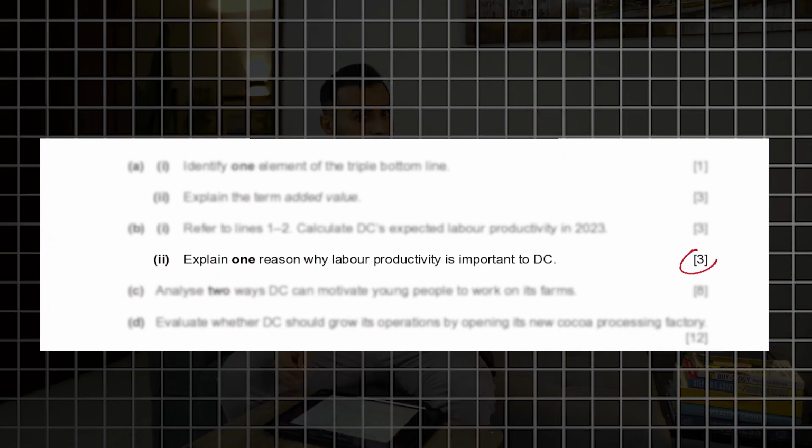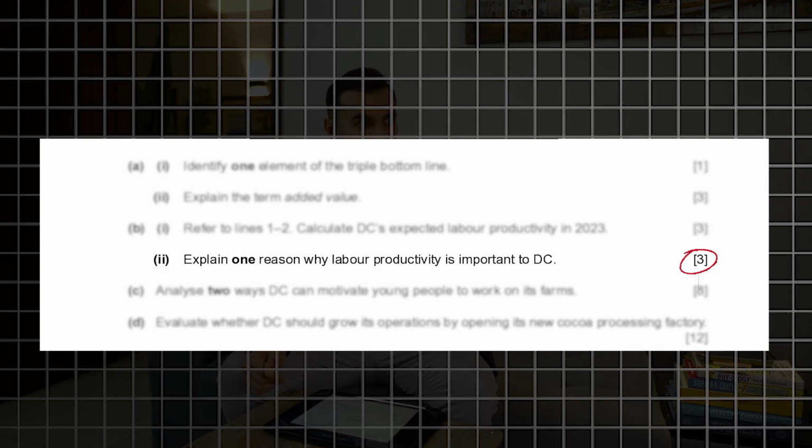And B part 2. B part 2 is again a 3 marker, as you can see. And this B part 2 will generally be based on the calculation that you have done in B part 1, or it could be something else. But when you write a B part 2 answer, it's again a 3 marker question. You don't need to write any introduction paragraph. You need to write your answer in one proper paragraph.